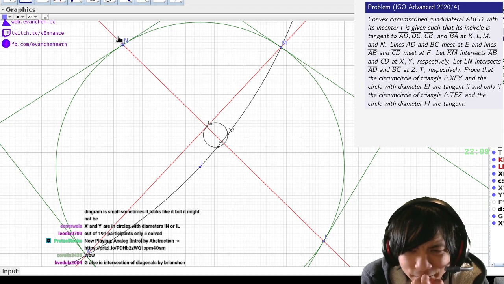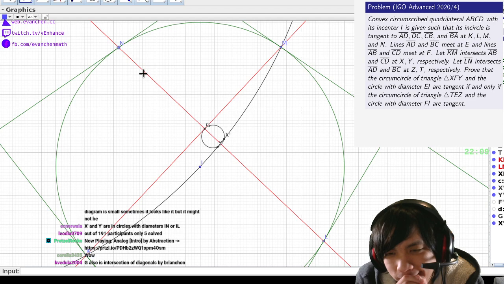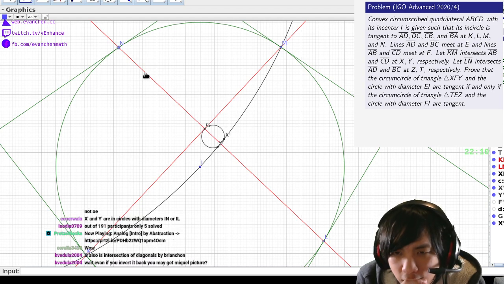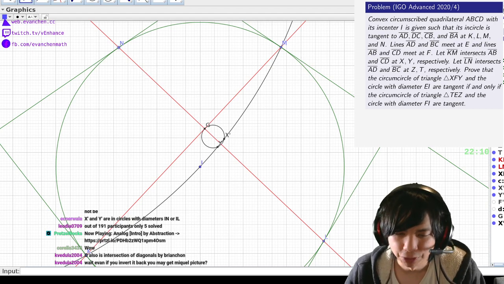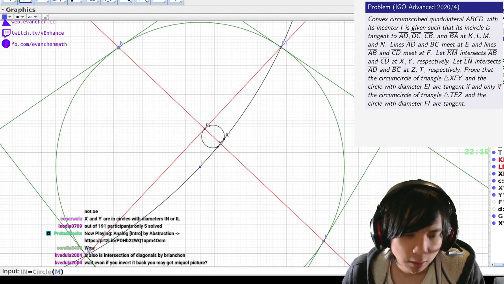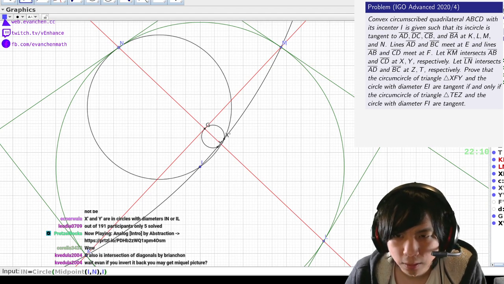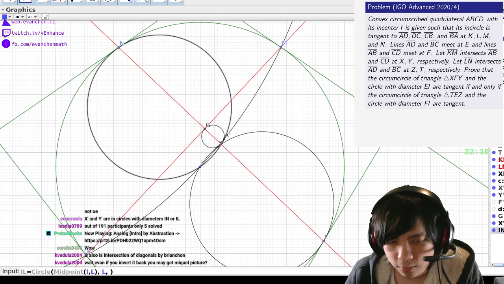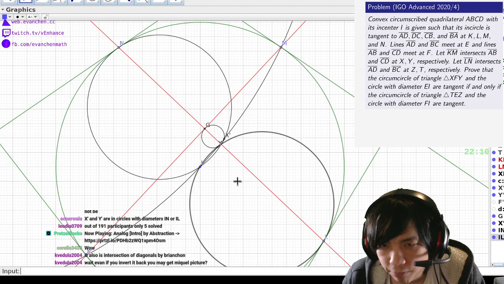Should I invert it back? I don't want to invert it though. Okay. So which circles were we drawing? We're drawing the circle with diameter IN and diameter IM, right? That's how we got these points. Or IL. So this is a circle through IL. They meet at the midpoint, whatever.